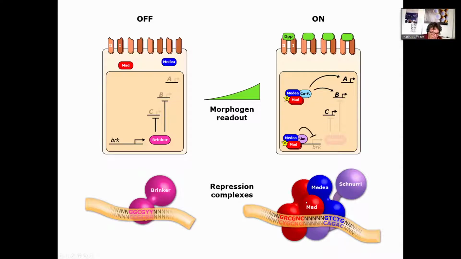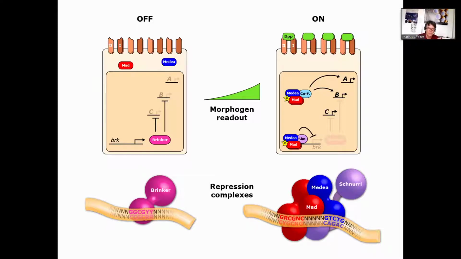But what MAD and Medea at high levels mostly do is they combine with Schnurri and bind to these 15 base pair elements, they're called silencer elements. That's where MAD, Medea, and Schnurri bind, and take Brinker away. This is the important thing. It's the regulation of the levels of Brinker that determines the expression of the target genes. And that's very surprising because the morphogen is read out at a single locus. That's Brinker. And this locus then translates the graded readout into the rest of the cell.